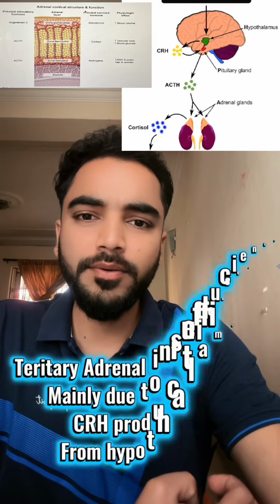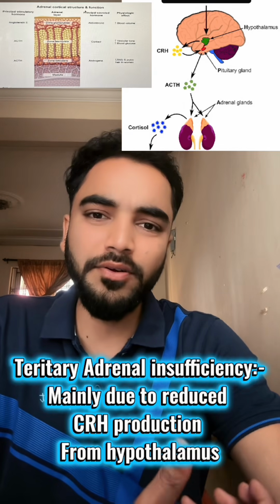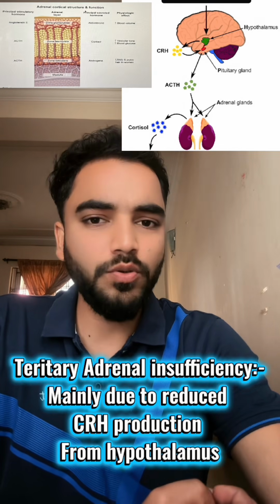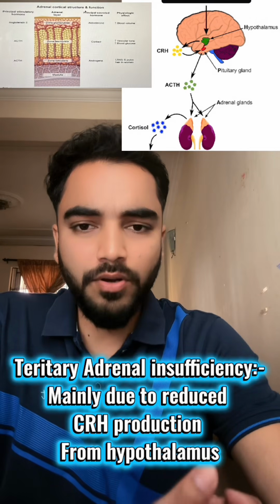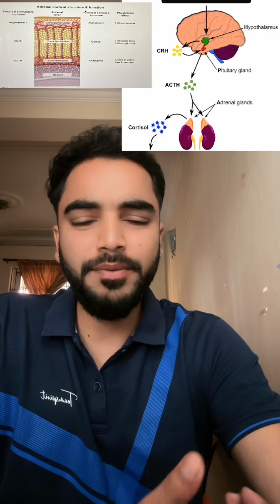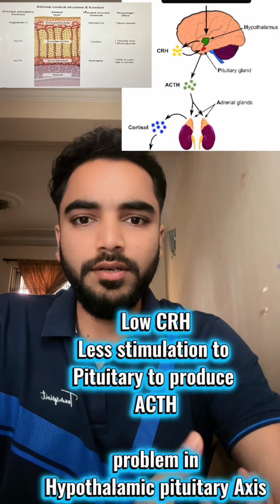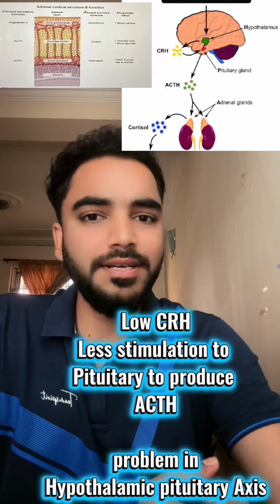Now, while talking about tertiary adrenal insufficiency, it is mainly because of reduced CRH, corticotropin releasing hormone, production from the hypothalamus. Because of low CRH, the pituitary doesn't get enough stimulation to release ACTH. This may be the cause of tertiary adrenal insufficiency.